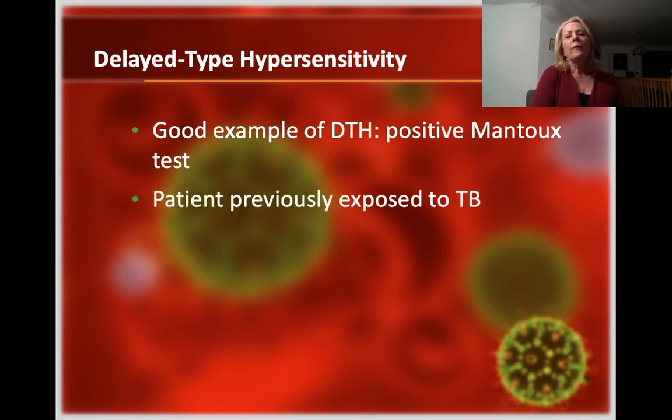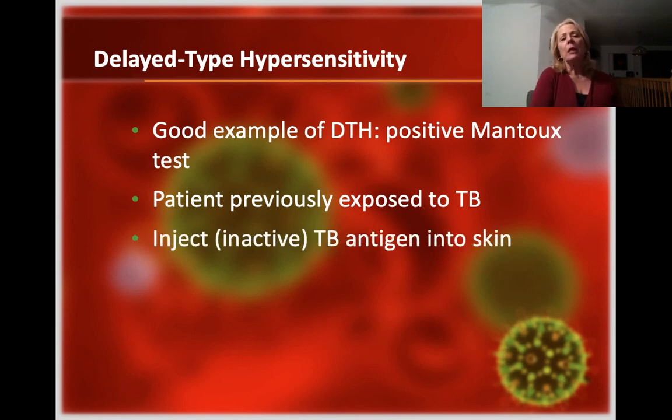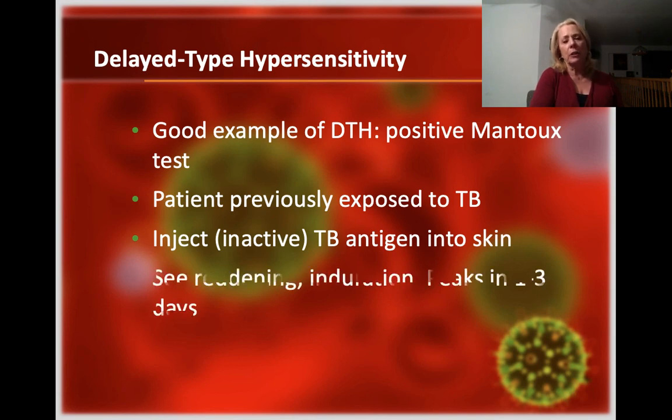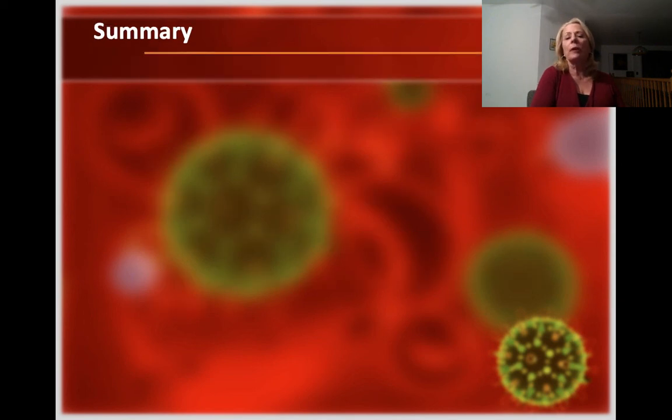With the Mantoux test, where you're testing for tuberculosis, you're testing to see if the patient was previously exposed to TB. So you inject inactive TB antigens into their skin, and now they have these memory cells. And so you're going to have the delayed hypersensitivity reaction, so you have to wait a couple of days, come back, and they read your test to see if you have a granuloma in the area.